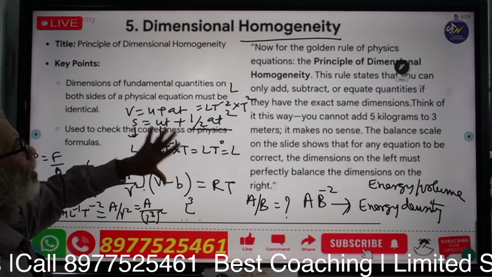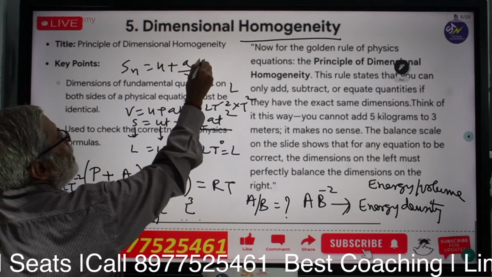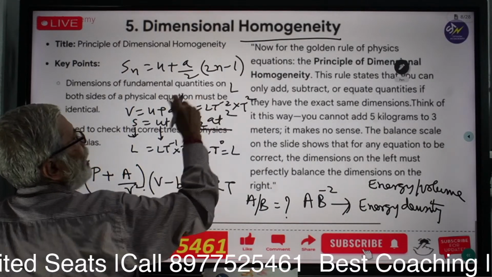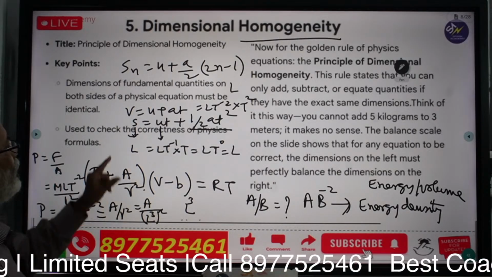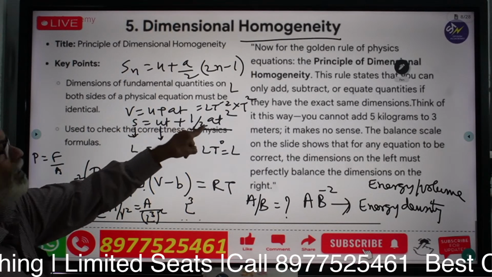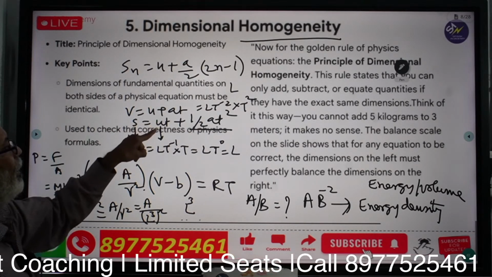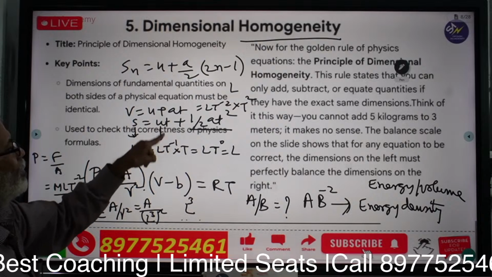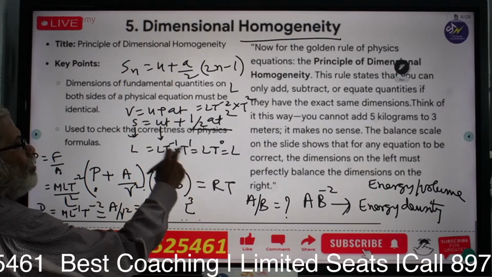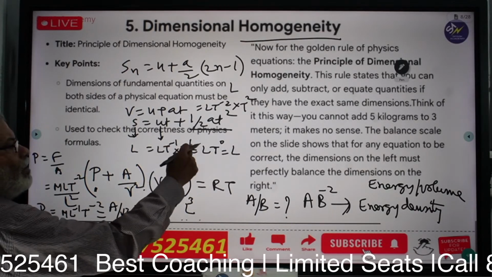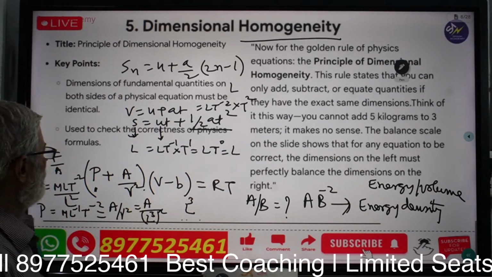You know all these formulas. Sn is equal to U plus A by 2 into 2n minus 1. And in gravity, A is replaced by G. All of them are correct. Why? Suppose I take S is equal to UT plus half AT square. The dimension for S is L. For UT, the dimension of velocity is LT minus 1, into T. When the bases are equal, powers can be added. So it is L to the power of minus 1 plus 1, which is 0. Anything to the power of 0 is 1. So it is L.